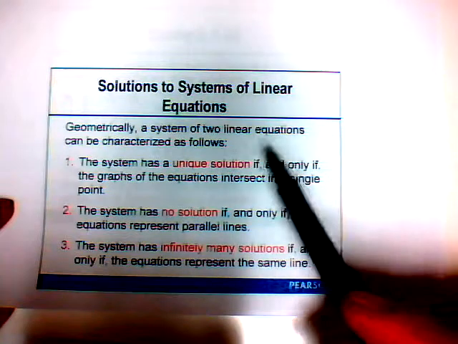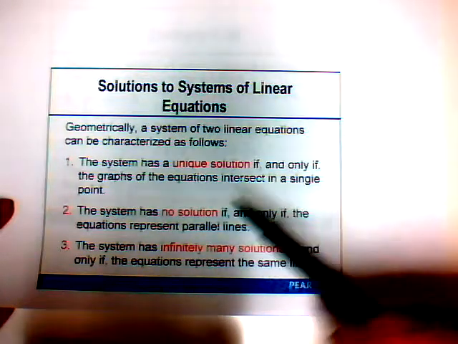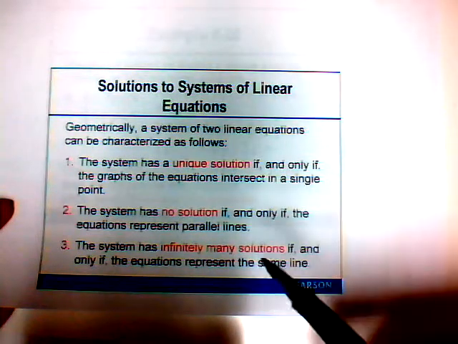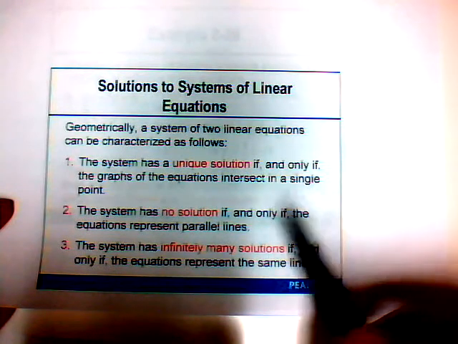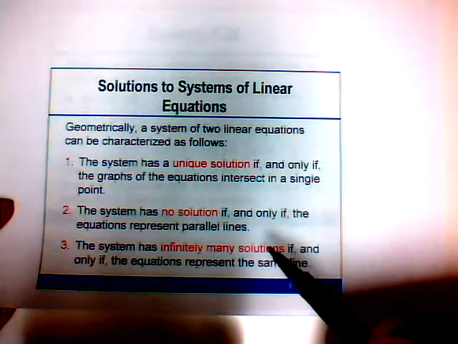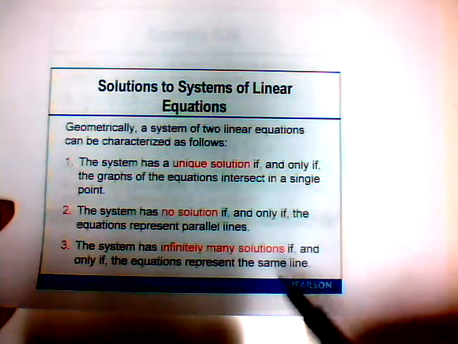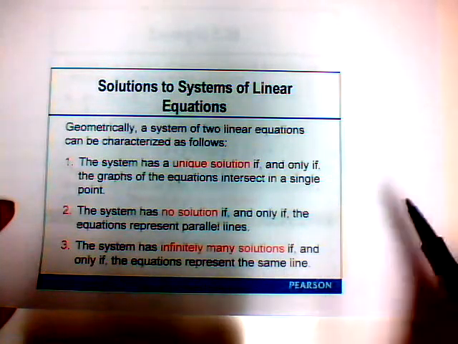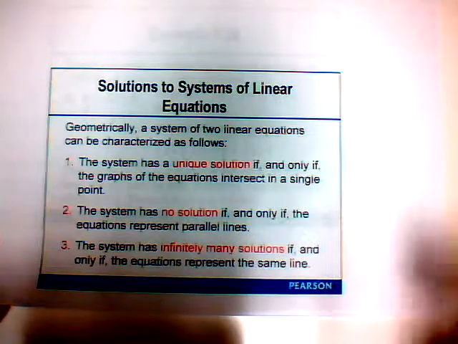So with a unique solution, the graphs of the two lines intersect at a single point. If it's no solution, that means you're going to have parallel lines. They're not going to intersect at a point. Infinitely many solutions means that the two equations represent the same line.